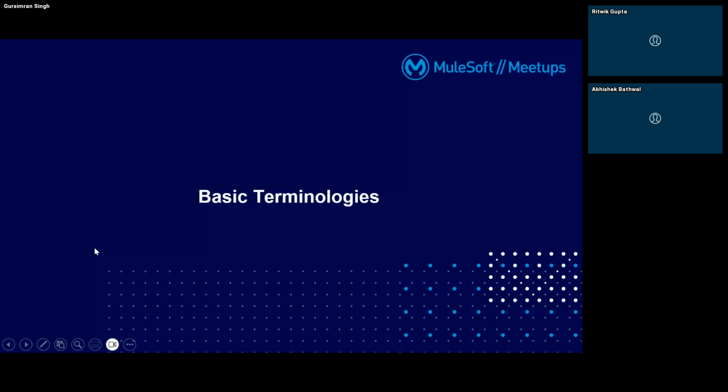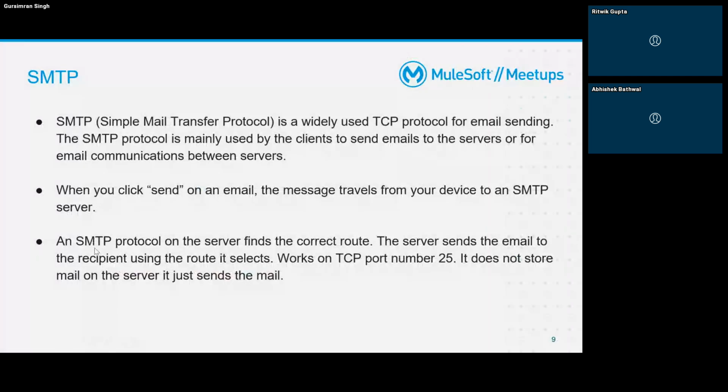So let me go through these basic terminologies. Basically, we need to know some basic terminologies of email before we proceed with our integration. These are necessary to perform the orchestration with MuleSoft. There are three basic protocols we will work with for integration: one is SMTP, one is IMAP, and one is POP3.